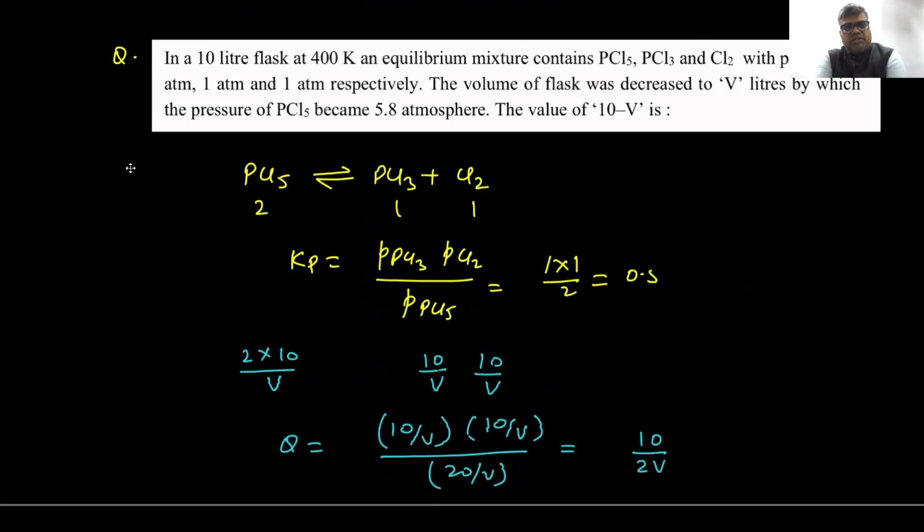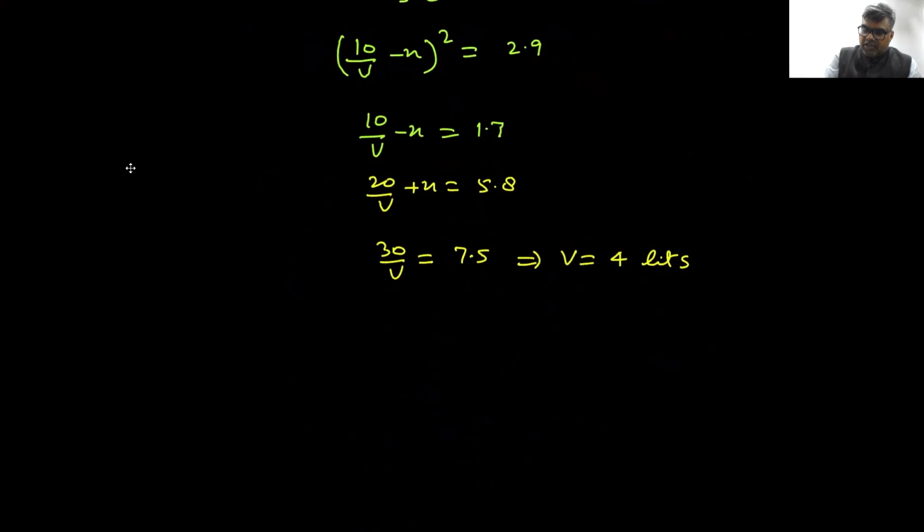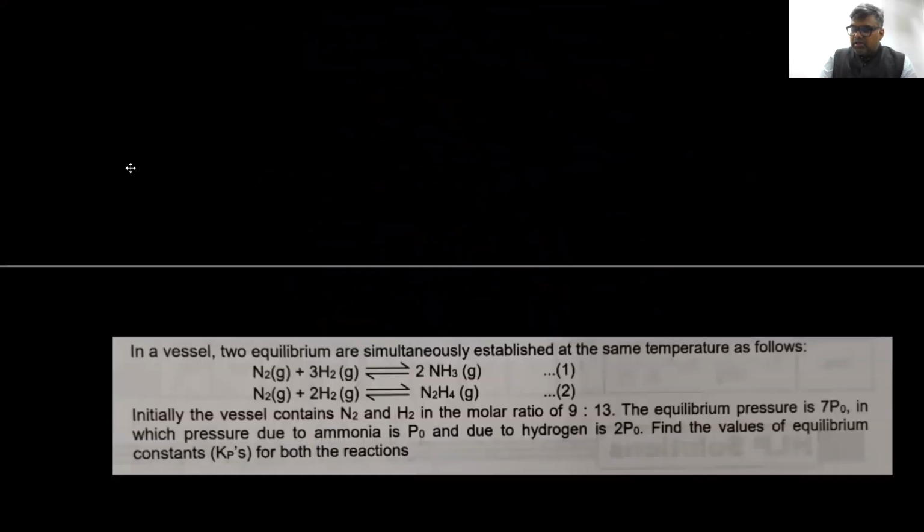So to calculate the new pressure after the change of volume V, it is P1 V1 equal to P2 V2 because temperature is constant. So the answer is asked 10 minus V. Just see the question, the value of 10 minus V. So our answer will be 6. Be careful, the answer is not 4. So for the question, 10 minus V is 6 liters. This is our answer. Clear? Then to the next question.